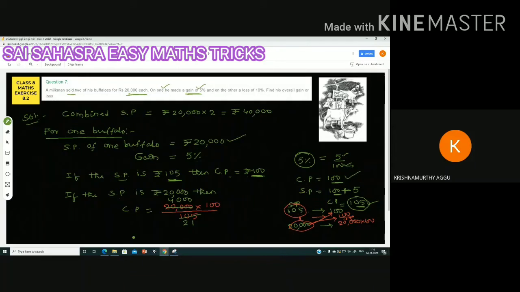4,000 into 100, we got 4,000 into 100 by 21. That is 4, after that how many zeros? 1, 2, 3. Here 2. Totally 5 zeros: 1, 2, 3, 4, 5, divided by 21. When you divide this, 4 lakh: 1 tens 100, 1000, 10,000, 1 lakh. 4 lakh with 21, let me do the calculation so that you can easily understand.